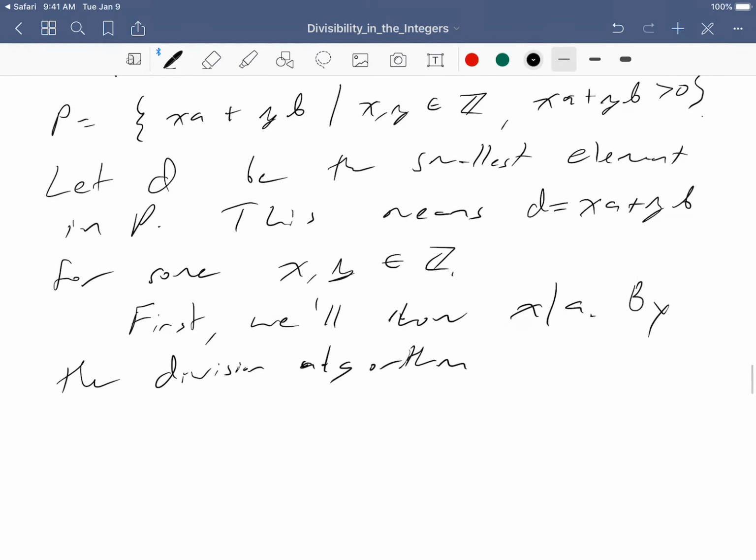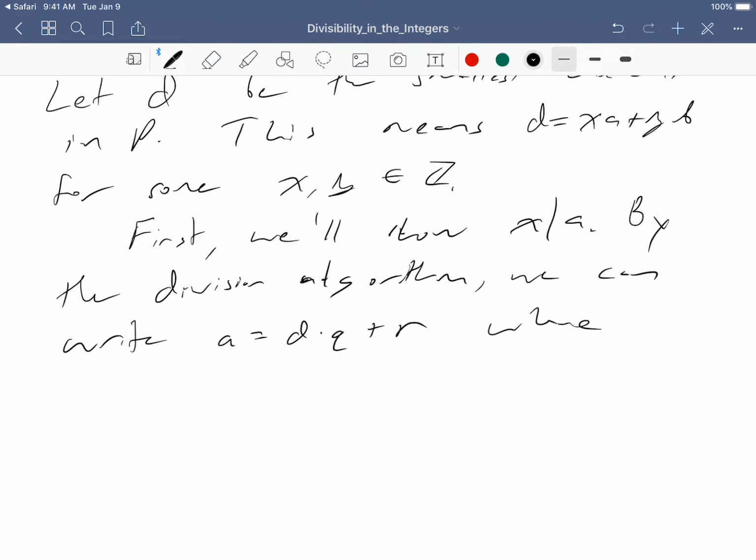So by this division algorithm, we can write A as D times some quotient. How many times does D go into A? Plus a remainder, where R is between 0 and D. Okay?